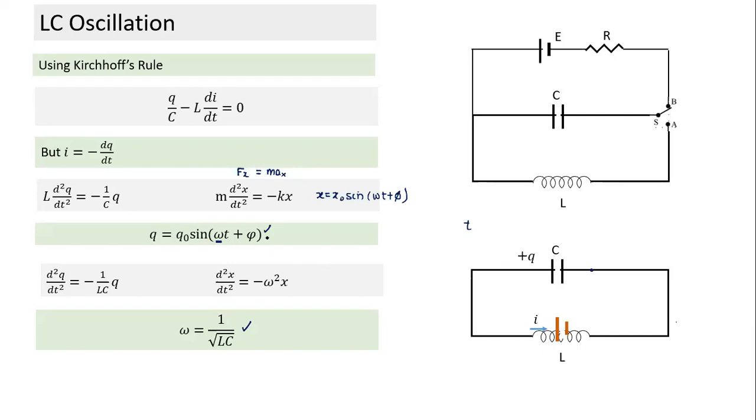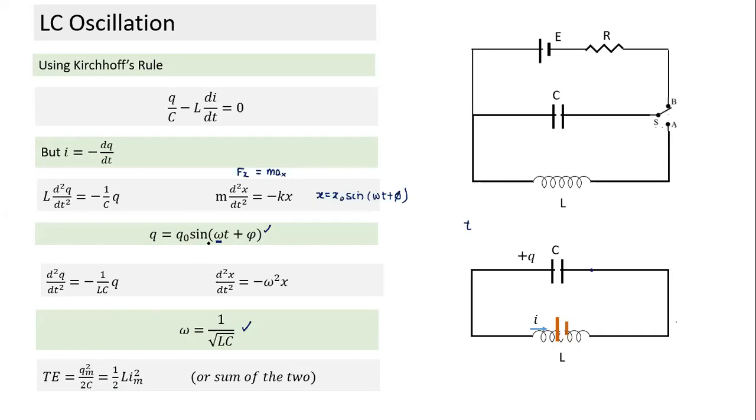How would current vary? Can we write current as a function of time? Once I have charge as a function of time, charge will vary as a sine function. Can we think of how current would vary? Current is nothing but dq by dt. If I differentiate, I get the current equation also. Okay. And what was the total energy here?